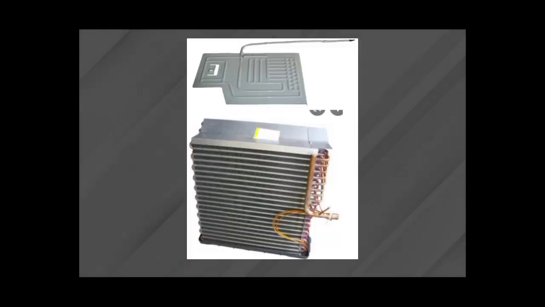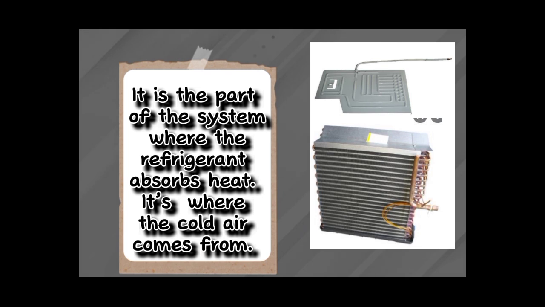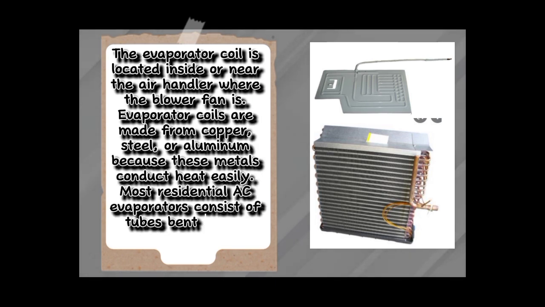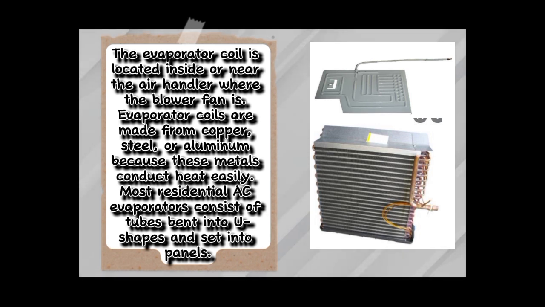The second is the evaporator. It is the part of the system where the refrigerant absorbs heat. It's where the cold air comes from. The evaporator coil is located inside or near the air handler where the blower fan is. Evaporator coils are made from copper, steel or aluminum because these metals conduct heat easily. Most residential AC evaporators consist of tubes bent into U-shapes and set into panels.